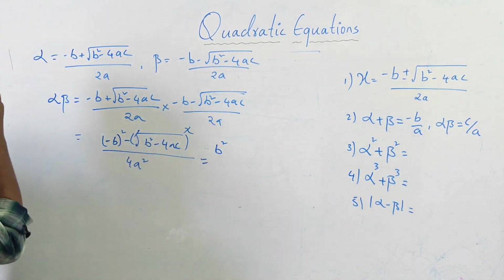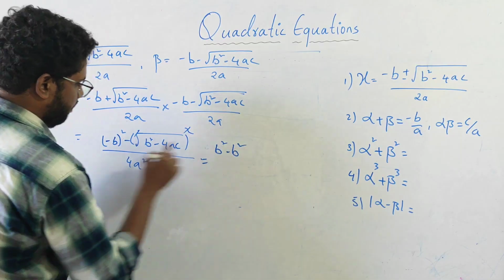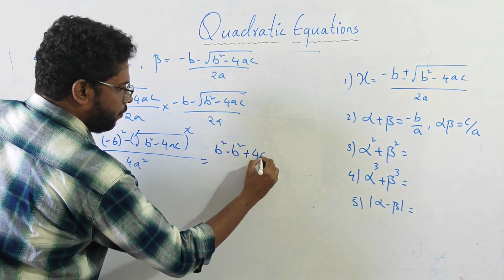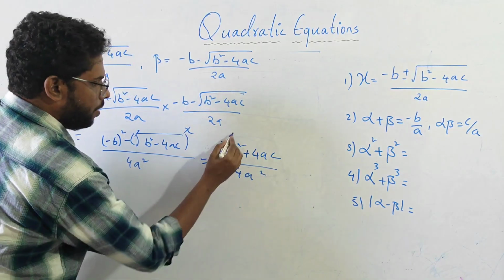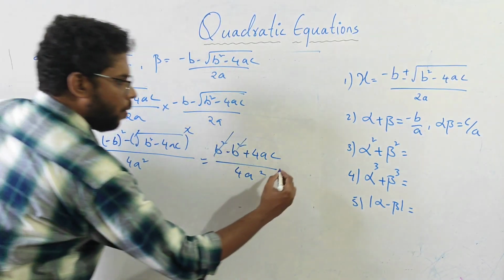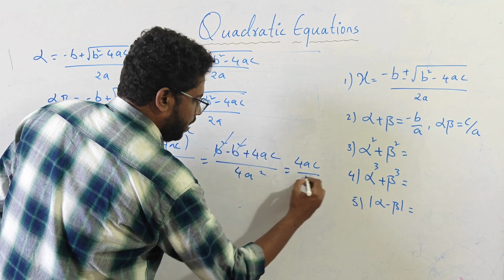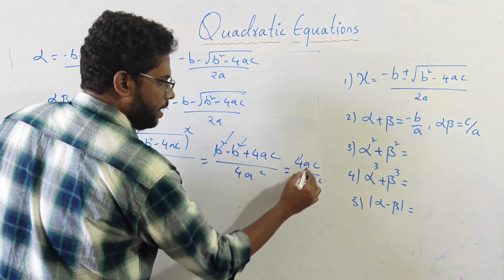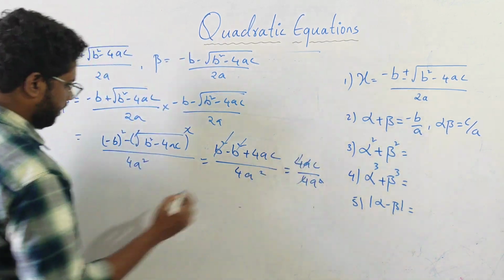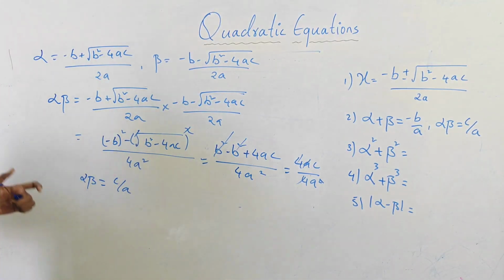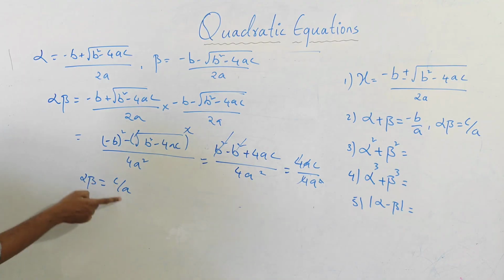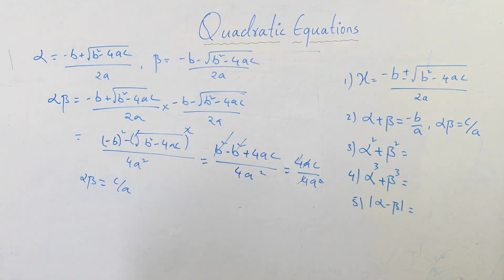Now if I multiply with minus, what do I get? Minus b square, minus into minus plus 4ac, and the denominator is 4a square. Plus b square minus b square cancel. What is left? 4ac by 4a square. 4 gets cancelled, one a cancels with one a. What is left? Nothing but c by a. So the product of the roots is always c by a, where c is the constant and a is the coefficient of x square. I think you understand. Now the second part is also completed.